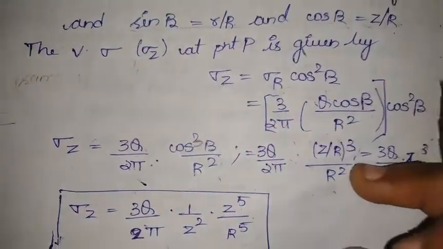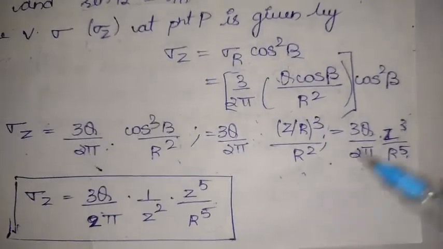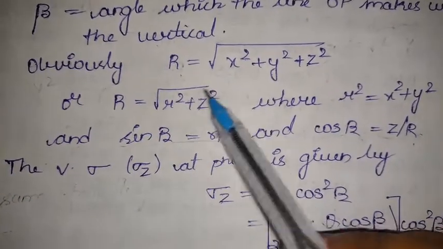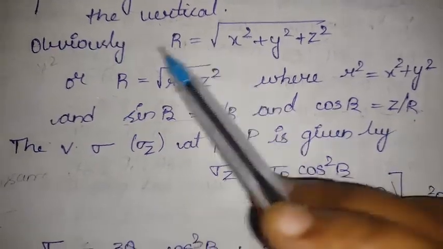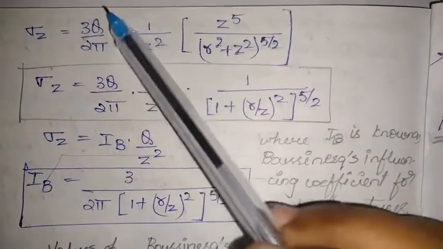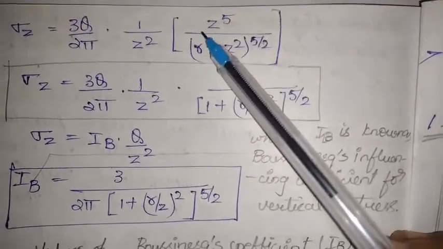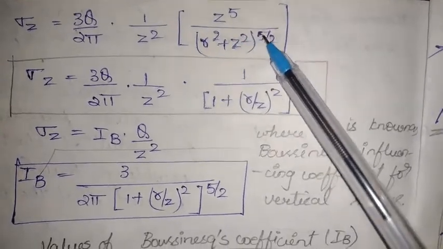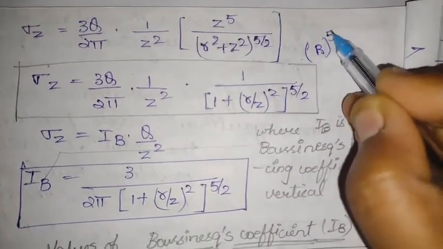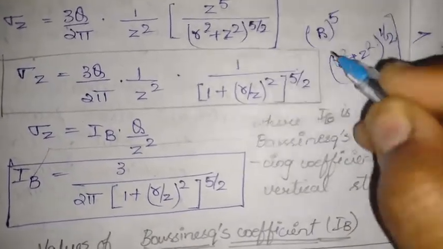This is the equation of vertical stress due to a concentrated load using Boussinesq's theory. Now we'll substitute the value of R in this. We know capital R is equal to under root of small r square plus z square. Then the equation becomes: 3q by 2 pi and 1 by z square will be outside the bracket, and inside the bracket we have z power 5 and r square plus z square to the power of 5 by 2, since R is r square plus z square to the power of 1 by 2, whole to the power of 5.